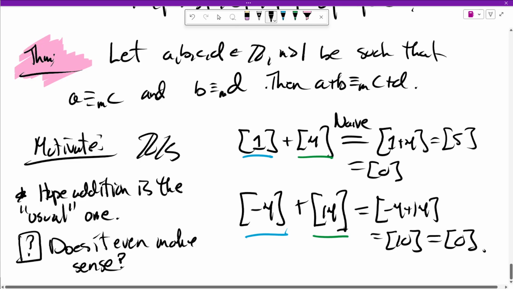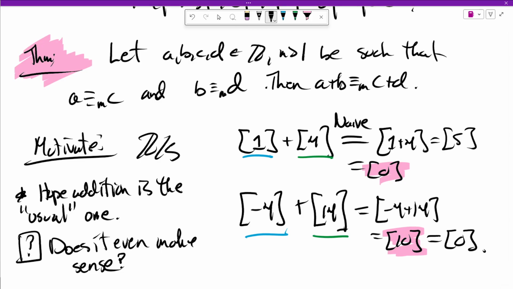Is it well defined? And in this example, the naive approach ended up working, and in fact, that's what the theorem is saying. It's saying that if you took two guys that were congruent modulo m, so that is they're in the same equivalence class, like 1 and negative 4, so 1 is congruent mod 5 to negative 4, and another pair that were congruent modulo m, say 4 and 14, and m was 5 in that case, then their sums are still congruent modulo m. The sums are in the same equivalence class. They're still congruent. So that's what the theorem is trying to say.